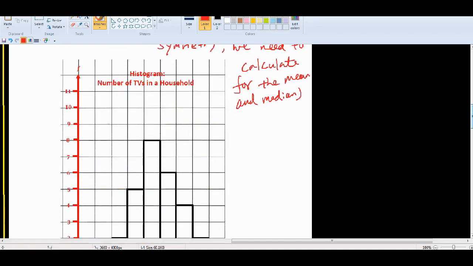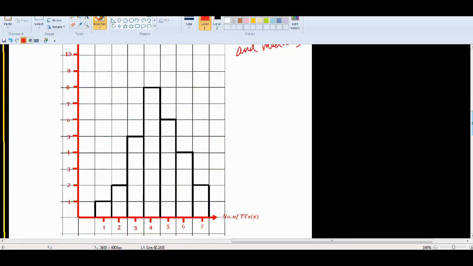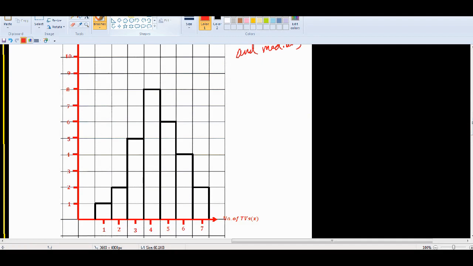Let's see how we could calculate the mean and median. Still remember how to do it? For a histogram, possibly you need to make it into a frequency distribution table, right?